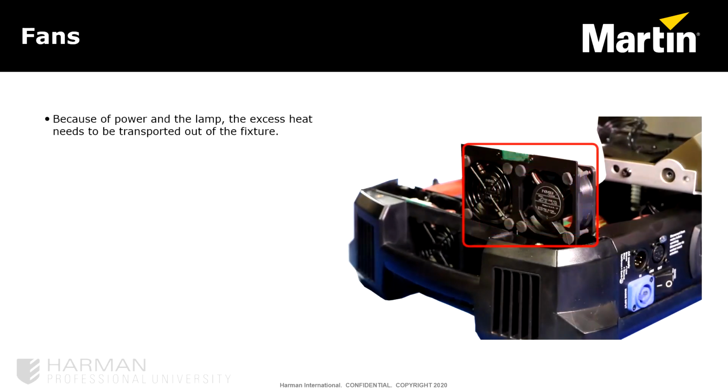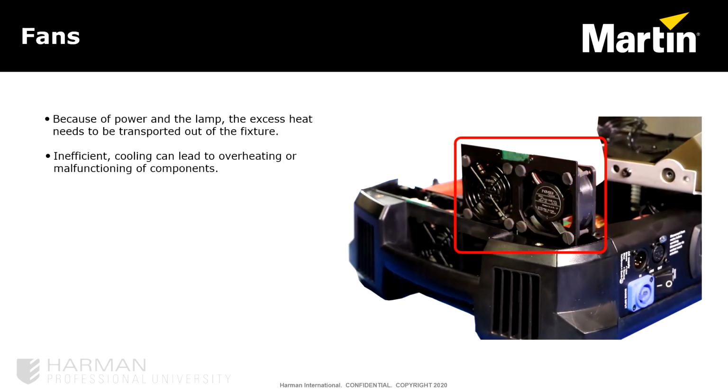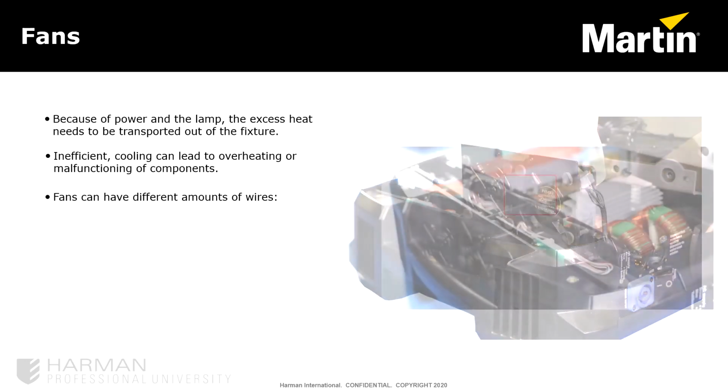Fans are used to transport excess heat out of the fixture to prevent overheating or eventual component failure. There are three types of fans designated by their wire amounts, but only two are relevant for current Martin fixtures.